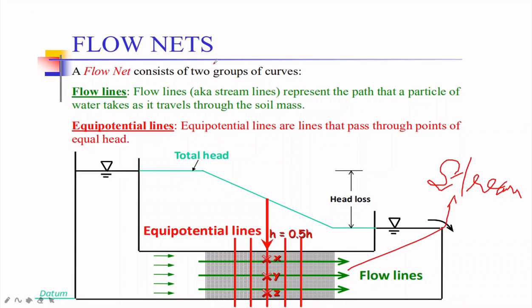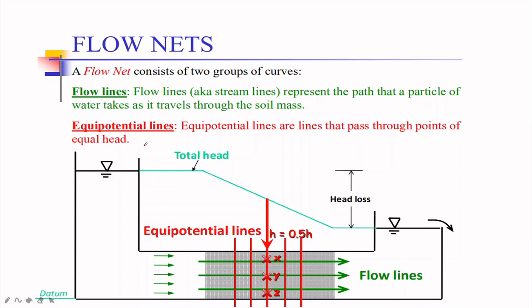About this flow net you will study in your 4th semester hydrology clearly. Okay, a flow net ಅಂದ್ರೇನು? It consists of two groups of curves. ಒಂದು ಗ್ರೂಪ್ ಯಾವುದು? ಫ್ಲೋ ಲೈನ್ಸ್, ಇನ್ನೊಂದು equipotential line. So flow lines ಅಂದ್ರೆ ಯಾವುದು? Stream lines, which represent the path that a particle of water takes as it travels through the soil mass. ಒಂದು ವಾಟರ್ ಡ್ರಾಪ್ಲೆಟ್ ಮಣ್ಣಿನ ಒಳಗಡೆ ಹೇಗೆ ಮೂವ್ ಆಗುತ್ತೆ, it will be represented by flow lines.